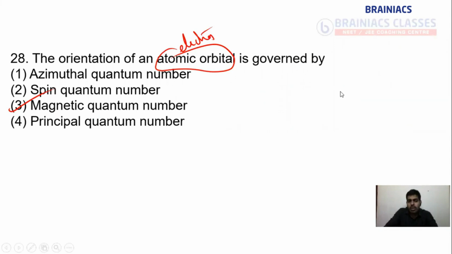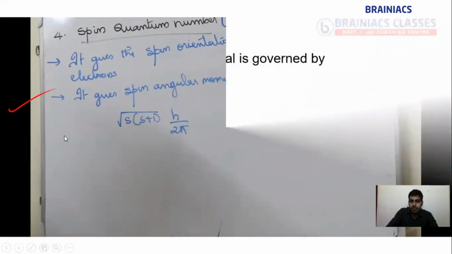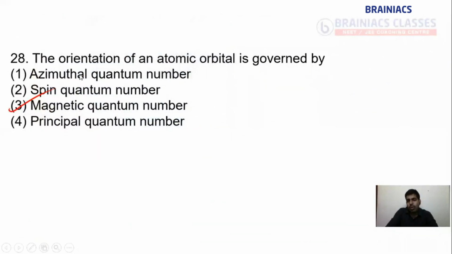Now, what does the spin quantum number give? The spin quantum number gives the spin orientation of an electron, and it gives the spin angular momentum, that is root of S into S plus 1 into h by 2 pi. You have to study the uses or applications of these quantum numbers.